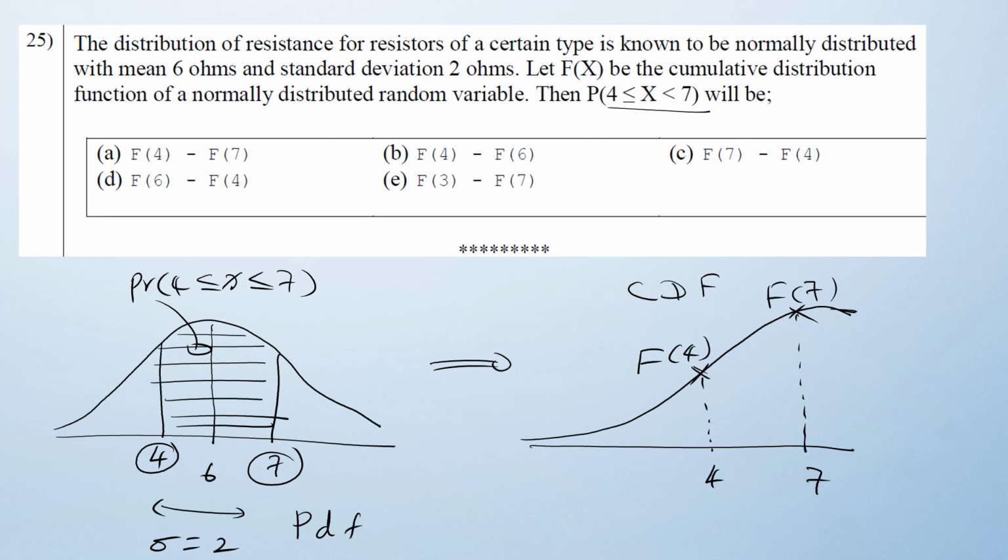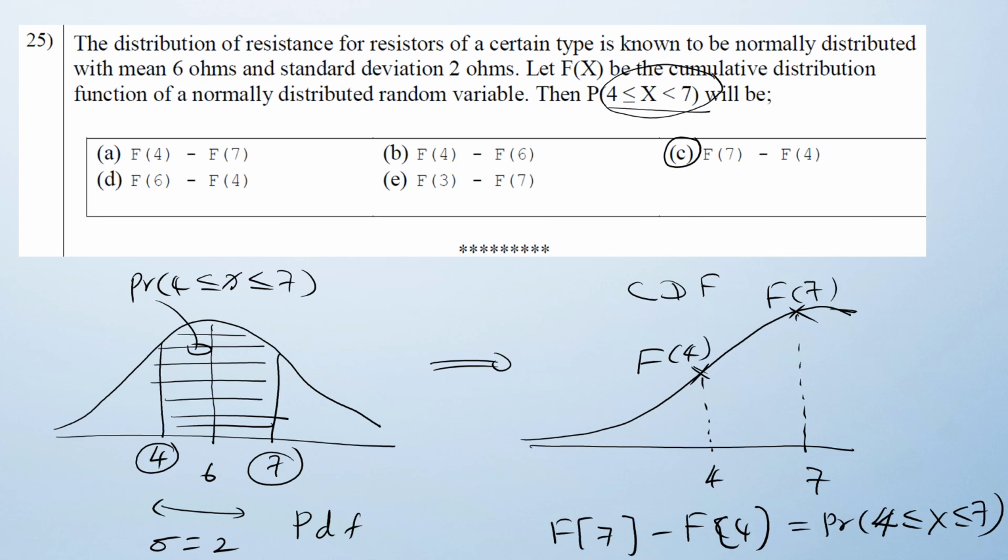By F7 minus F4 you will have the required area for the probability 4 less than or equal to x less than or equal to 7. That is the relationship between the probability density function and the cumulative distribution function. So to find this probability, the answer is F7 minus F4, that is C. So the answer is C only.